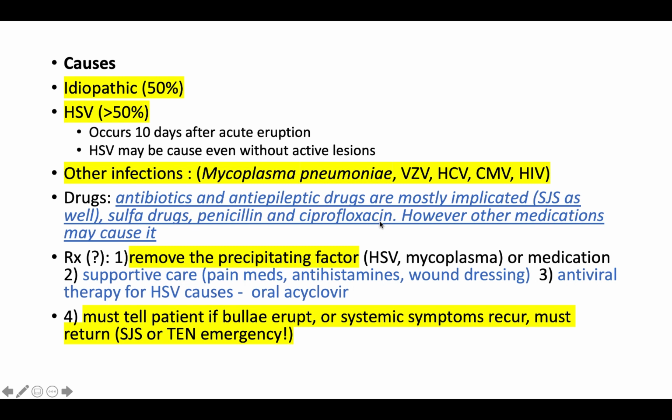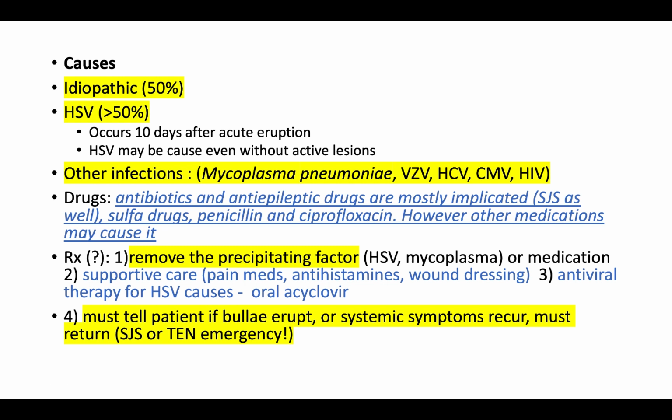What do you want to do? How do you treat it? It's a hypersensitivity reaction. أي hypersensitivity، أي allergic reaction, the very first thing that you want to do حكيناهم شو هو؟ You want to find the precipitating factor and remove it. إذا كان drug, you want to remove it. إذا كان HSV or mycoplasma, you want to treat it with medication. So, and then supportive care: pain medications, antihistamine, wound dressing, and then you can give antiviral medication as well.